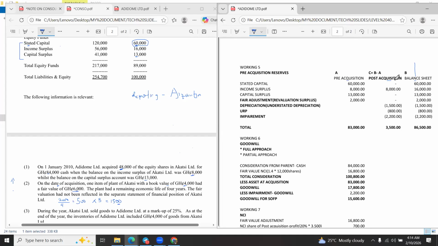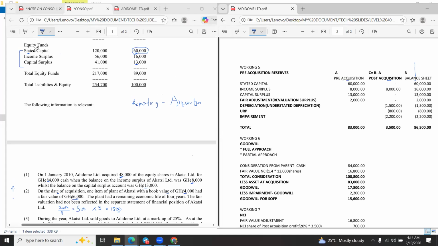Now, I said it is always going to be the reporting or the balance sheet one minus the acquisition. So we started with a split account from the stated capital. I told you 60,000 for both at acquisition and at reporting. The difference will give you 0. Then we come to pick the income surplus. This one is at the reporting. That is the 16. Then at the beginning was 8,000. That was mentioned in the footnote, 8,000. So the difference will give you a positive 8,000.